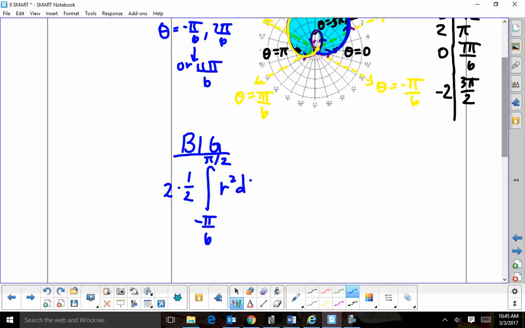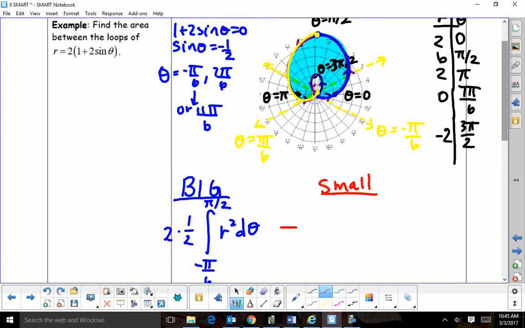I'm just going to put r squared since it's the only r in the problem. So that's going to be the big. Then I have to go and subtract out a small little loop. So without me saying, see if you can get the correct bounds for the small little loop. You have 3 options to pick from.